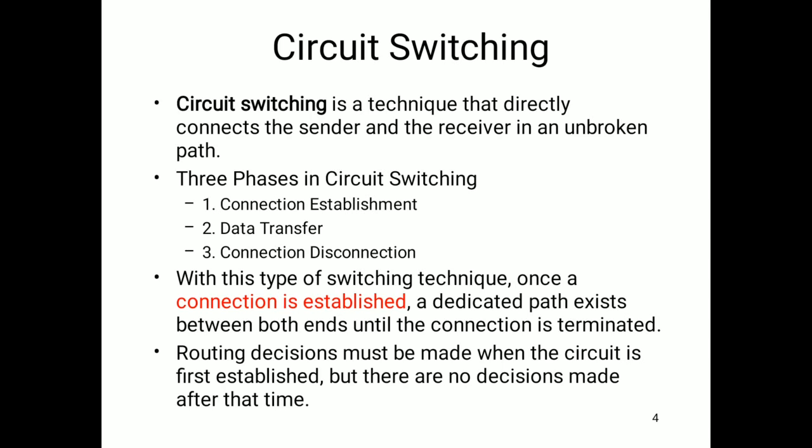It involves three phases in circuit switching. First one is connection establishment, second data transfer, and third one is connection disconnection or end connection. With this type of switching technique, once a connection is established, a dedicated path exists between both ends until the connection is terminated. Both ends means from sender to the receiver. Routing decision must be made when the circuit is first established, but there are no decisions made after that time.